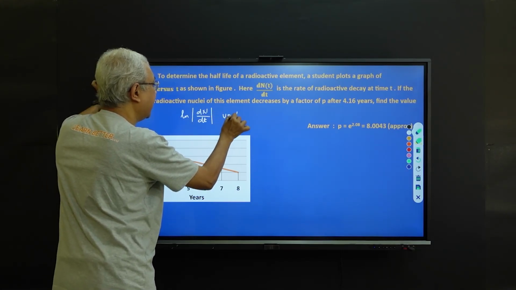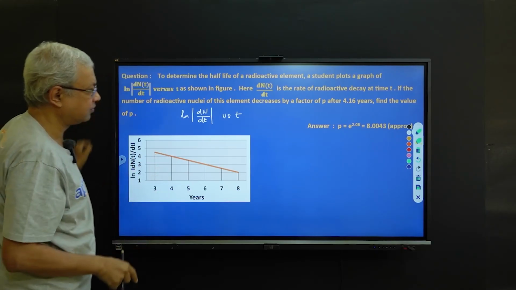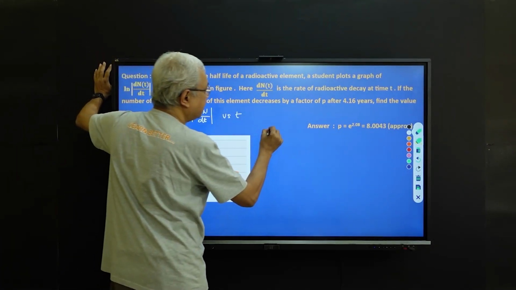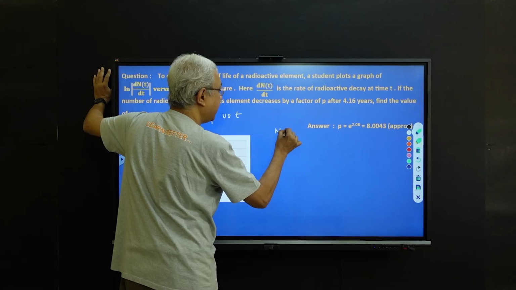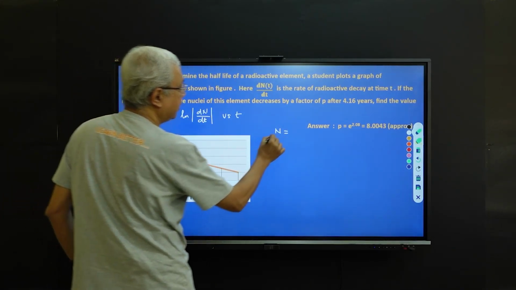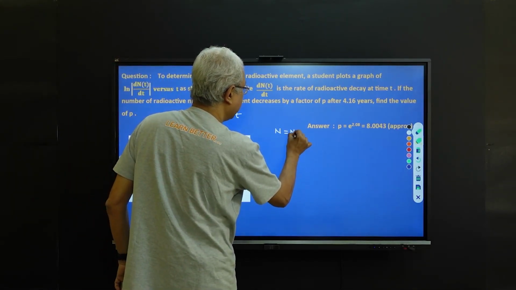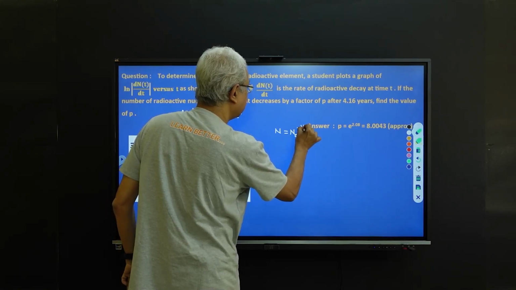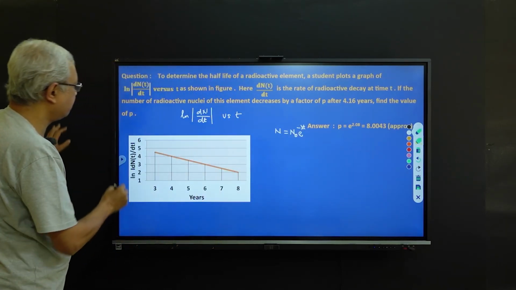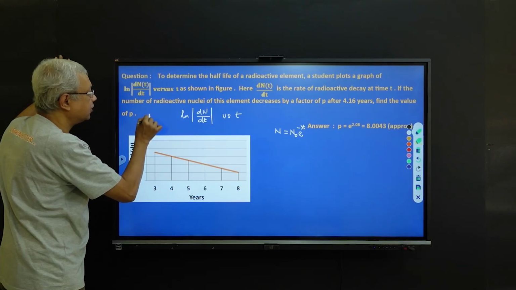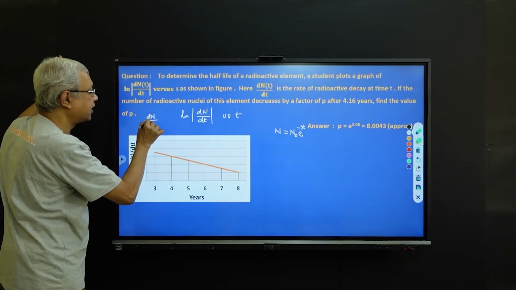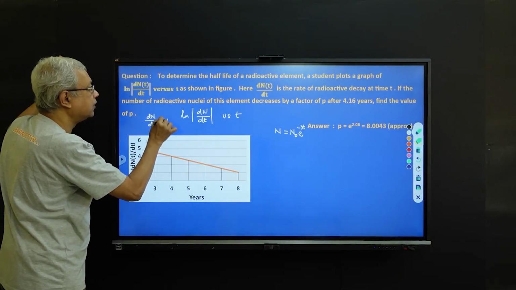versus t. And I find this is a linear graph. Let us look at the relationship N has with t. You know N equal to N naught e to the power minus lambda t. It comes from the basic equation. Decay rate is actually proportional to N.